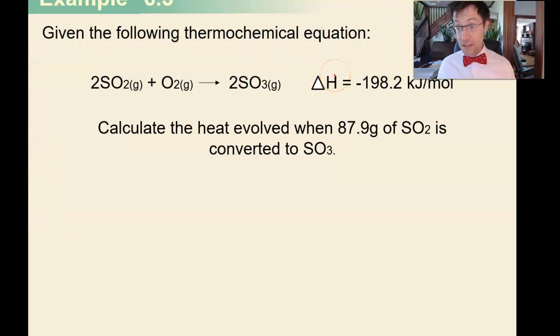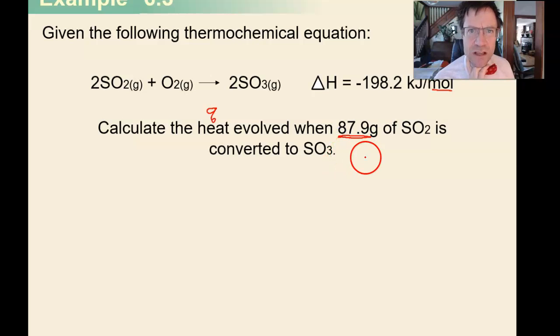All right, let's do our first example. Super easy. Given the following thermodynamic equation, calculate the heat, so I guess that means Q, when 87.9 grams of SO2 is converted to SO3. Okay, here's SO2. It's converted to SO3. My delta H looks like it's going to be exothermic: minus 198 kilojoules per mole, but my problem here is I have 87.9 grams.